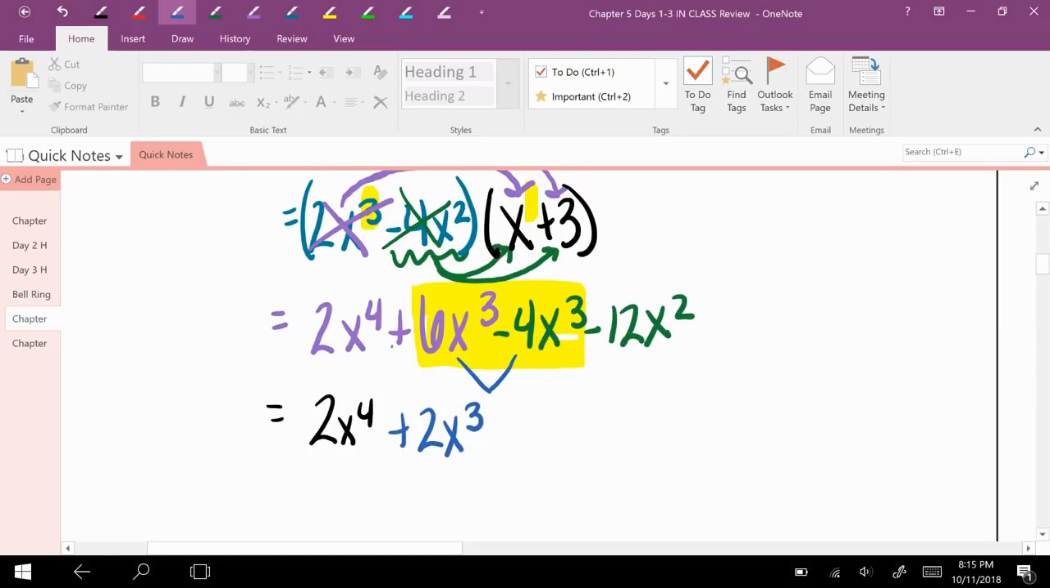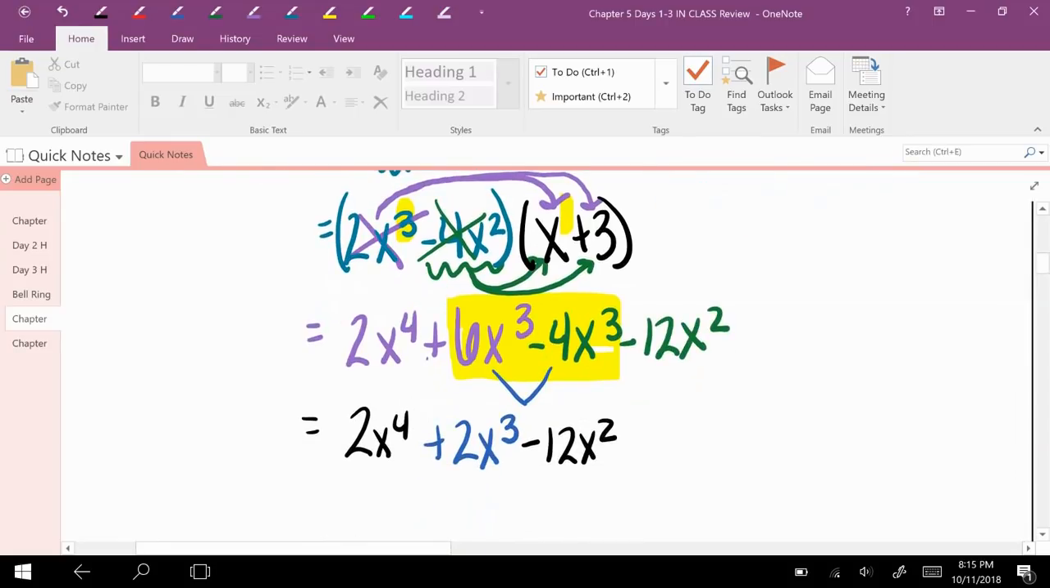It's like if I had 6 apples and I ate 4 of them, I now only have 2 apples left, but I'm still apples. It didn't change to bananas. All right? And that's a weird analogy, but the x cubed stays the same. Now we bring down that negative 12x squared because we're just bringing that down, and we are all done.